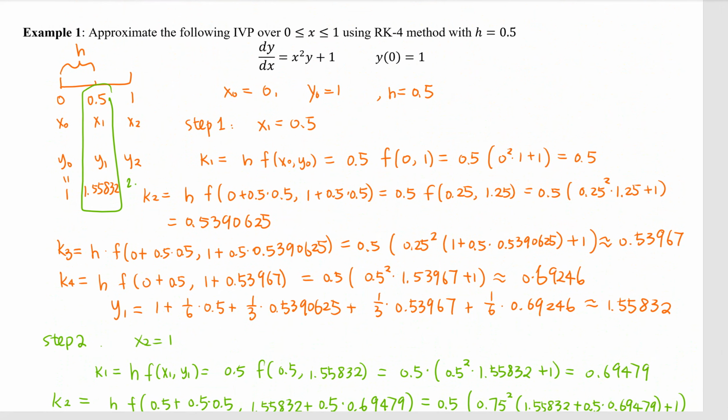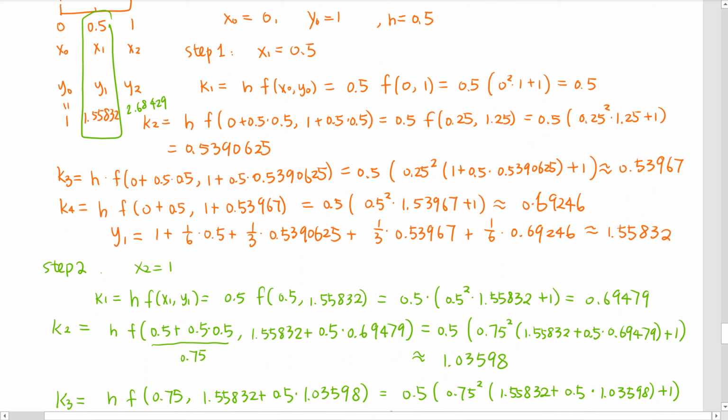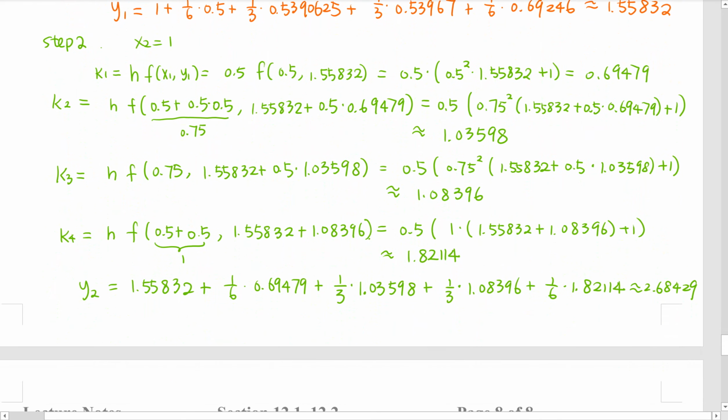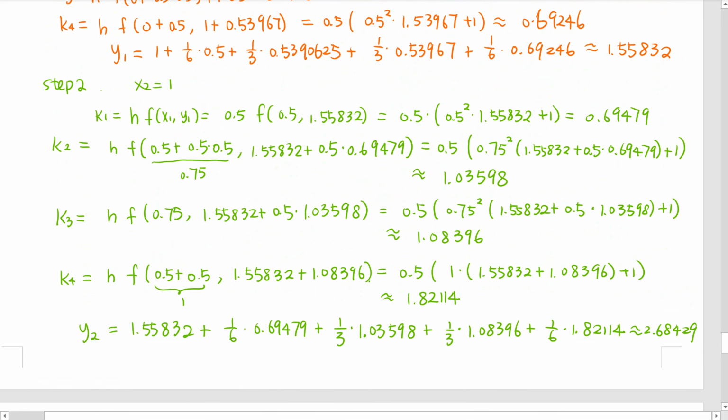Okay? So 2.68429 is our Y2. Whew, so far so good. Yes, that's the Runge-Kutta method. And yeah, we have to find K1, K2, K3, K4, 4 function evaluations. And then the Yi is going to be a linear combination of those. Okay? Yes. So only 2 steps already take us 20 minutes and a whole page.